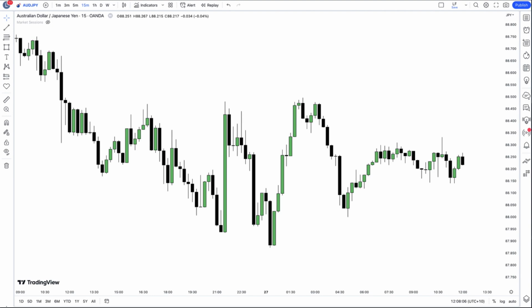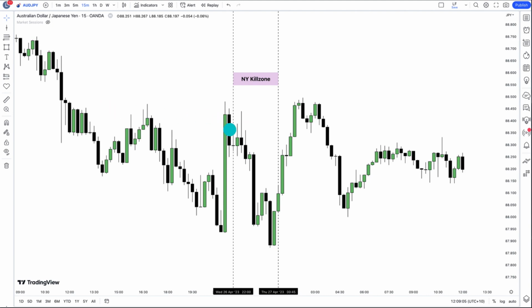So I normally trade the New York Killzone. What does that mean? Killzone just basically means when the volatility is at its highest. I'm in a time zone that's GMT plus 10, so for me, the New York Killzone would be from 10 a.m. to 1 a.m.